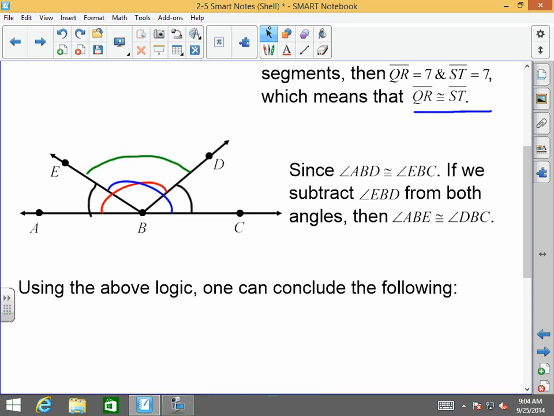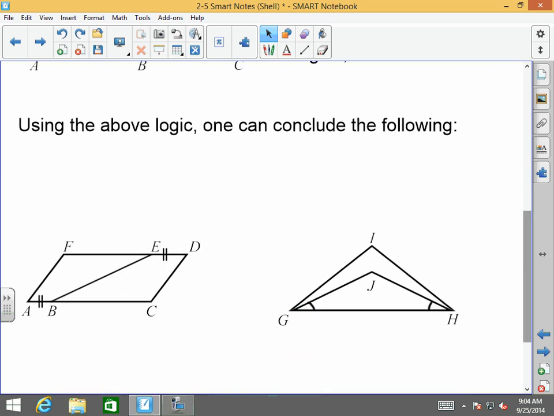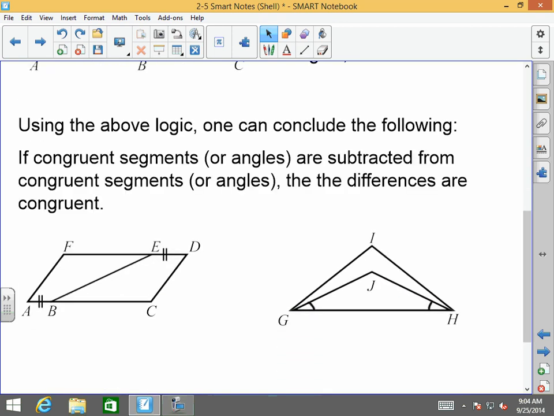Okay, using the above logic, one can conclude the following. If congruent segments or angles are subtracted from congruent segments or angles, the differences are congruent.